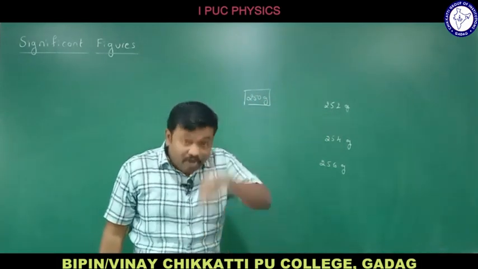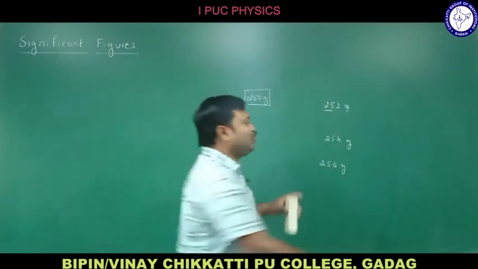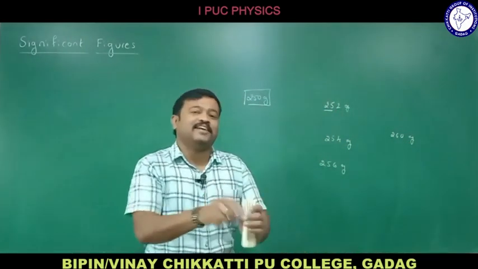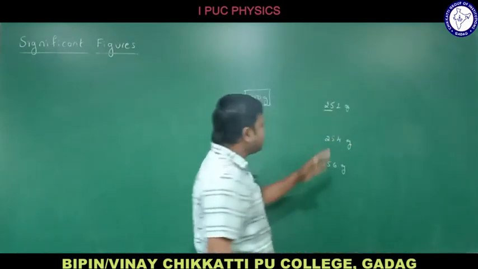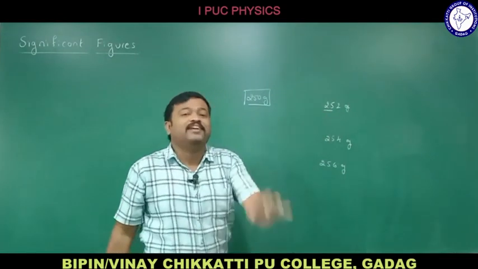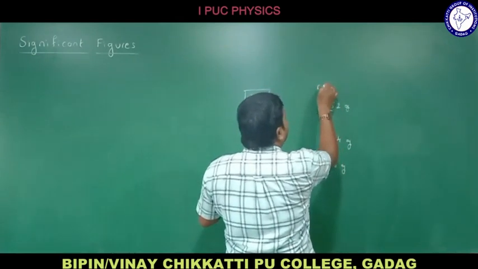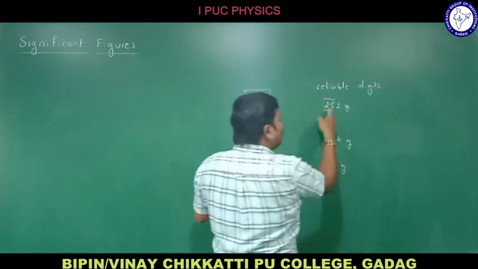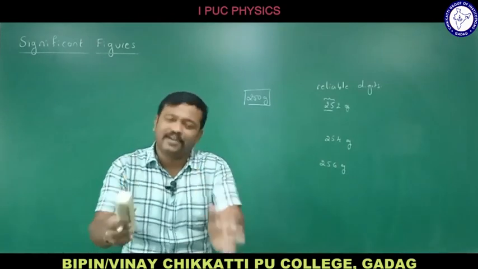Means for him these two numbers are important, right? If it is 260 grams, then will he give to you? No. He removes the mixture and again he weighs and then gives you. Means for a person who is giving you the mixture in a bakery, these two are important digits. Let me call these two digits reliable digits. For him, 2 and 5 are reliable digits on which he can rely, important digits for him.